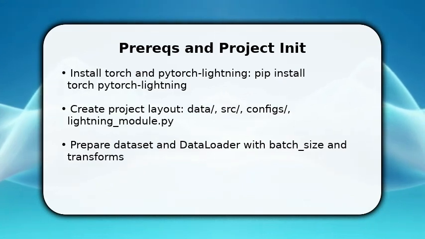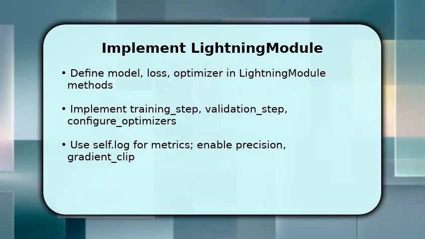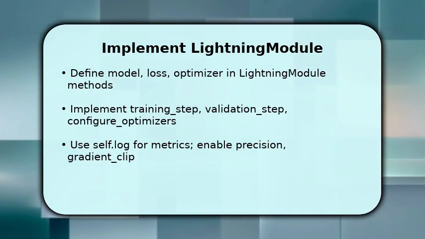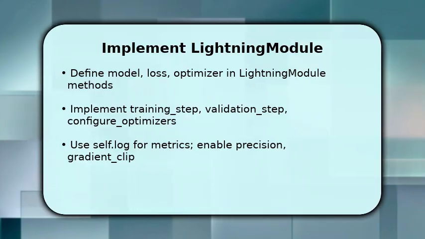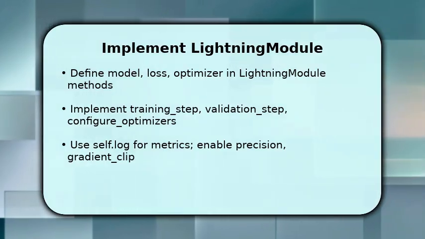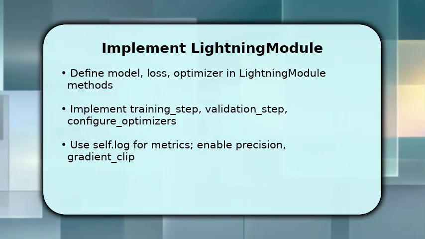Now implement your Lightning module, define the neural network, loss function, and the optimizer configuration clearly so training logic is encapsulated. In training_step and validation_step, return losses and use self.log for metrics that you want tracked. This lets the trainer handle logging and checkpointing.